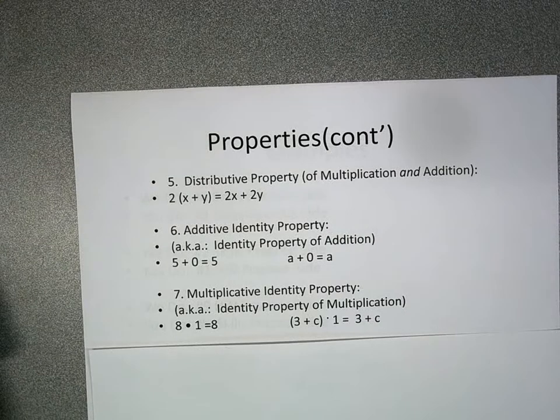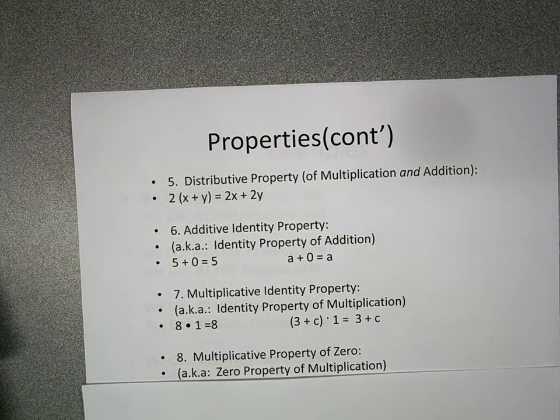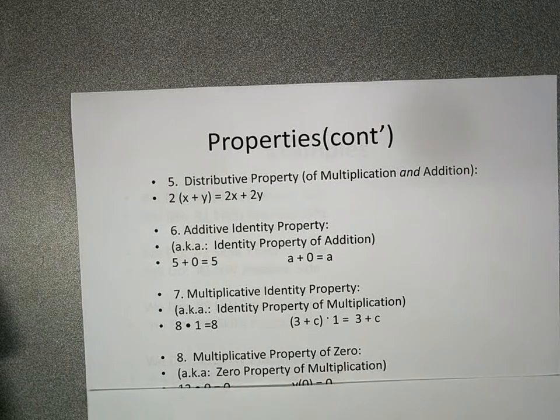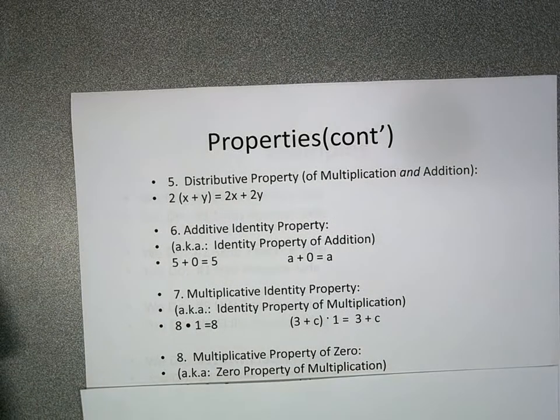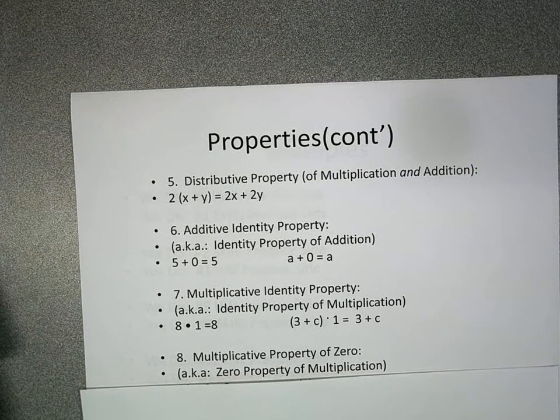And here we go. Last one, multiplicative property of 0. Everyone? Also known as 0 property of multiplication. So, we just talked about this, right? Multiplication, 0. What do you think that this states? Multiply by 0, your answer is 0. Yeah, you guys are absolutely right.